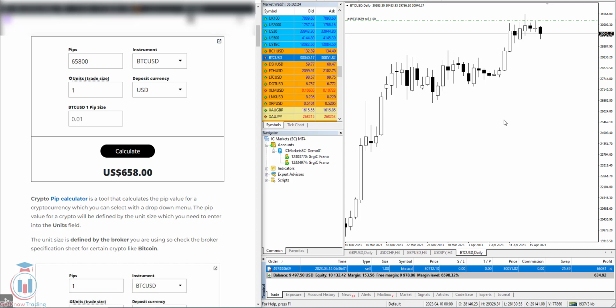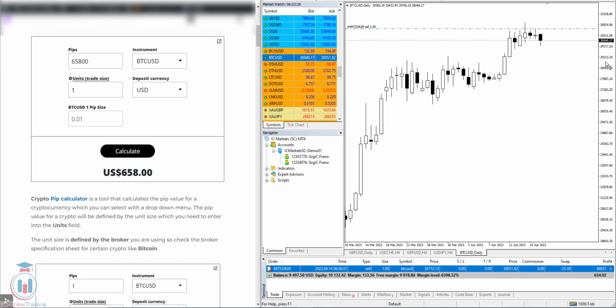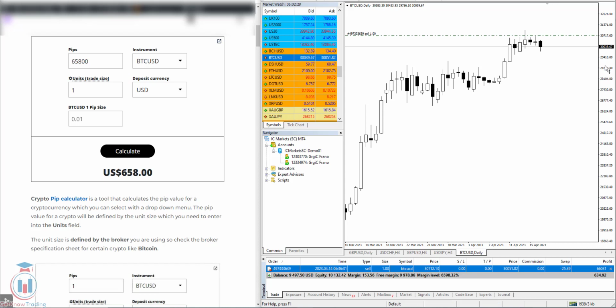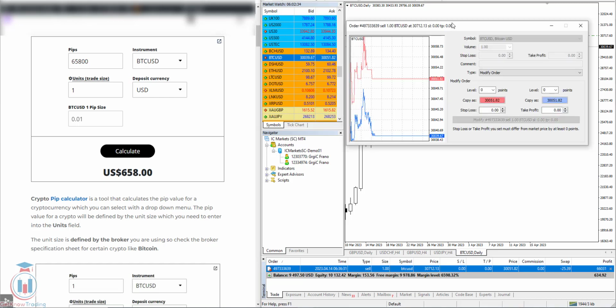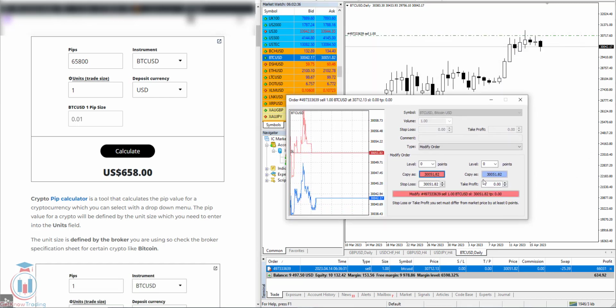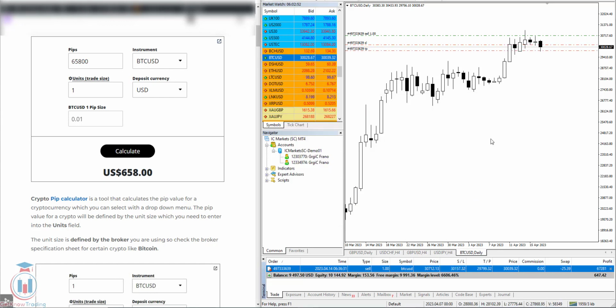So for example, if you would like to use this pip calculator to calculate how much profit or loss you would get in this trade if you set, for example, a stop loss and a take profit. So let's take, I would like to put 10,000 units as a stop loss, and I would like to use 25,000 as a profit. Click modify, and this is what I get.